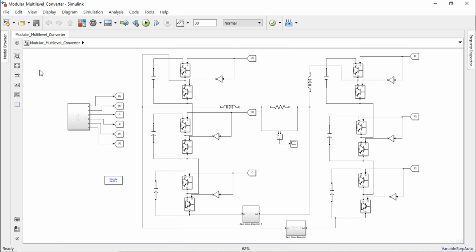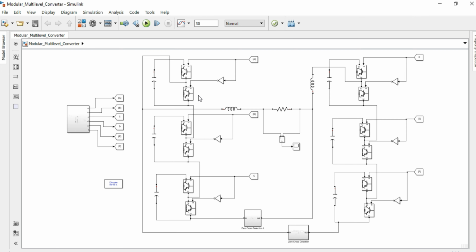So here is the simulation file developed in the MATLAB environment. First of all, this block is responsible to turn on and off all these IGBTs individually. Now if we focus on a single submodule, we have 2 IGBTs connected in series, and these are connected in parallel to a capacitor which is initially charged at 5 volt. All of these capacitors are initially charged at 5 volt.